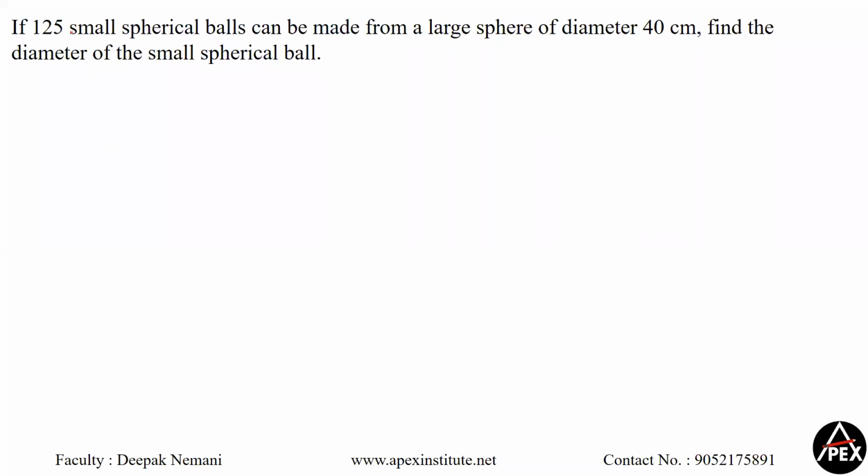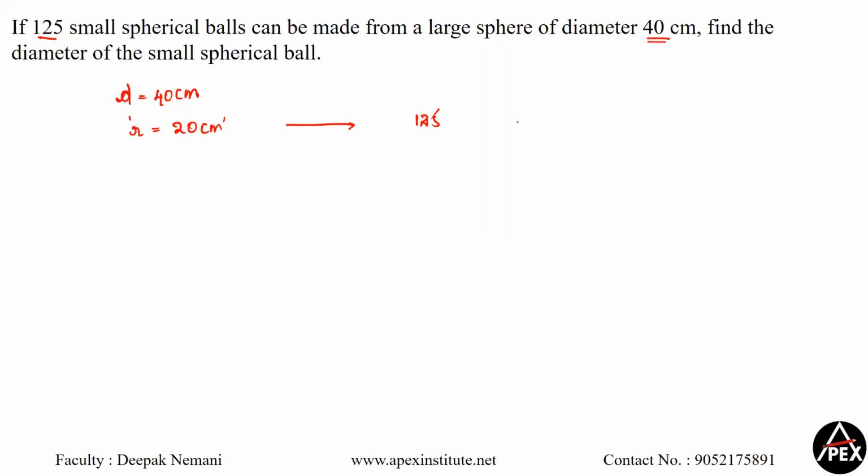Okay, let's see. So if 125 small spherical balls can be made from a larger sphere of diameter 40 centimeters. So we have a larger sphere with diameter 40. So what will be the radius of this larger sphere? 20 centimeters, isn't it? So this was melted and we have 125 small spherical balls, isn't it? So when something is melted and recasted into another shape, the material used will be constant. Okay, so let us assume that there is no wastage of the material.